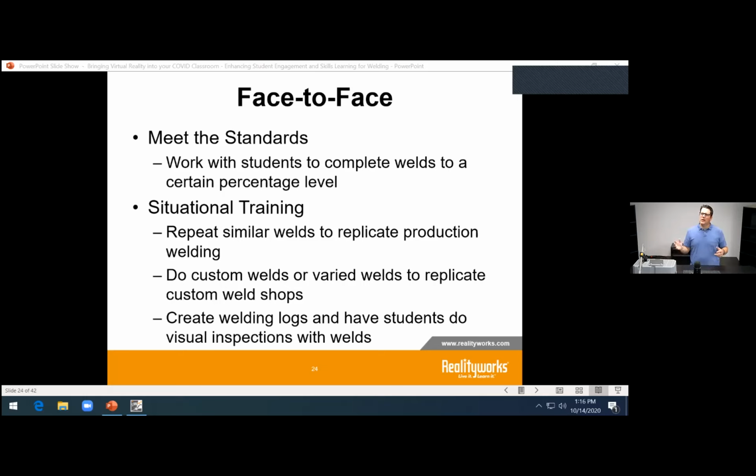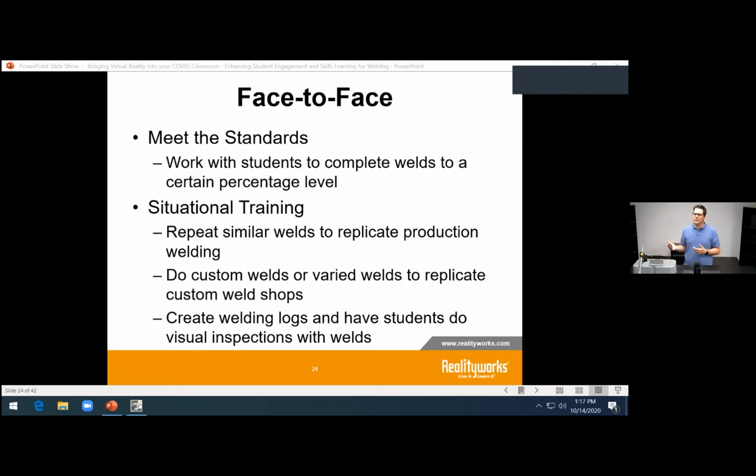Another focus in that face-to-face world is situational training. Have repeated similar welds to replicate production welding. Make them do the same weld all class long. Get them to understand that production where, hey, you might be doing the same one today, it might switch tomorrow, but you need to be able to be proficient over and over and hit it and be consistent every single time. Maybe you change it up and you do custom welds or vary the welds in a class period, make them jump around and do different welds.